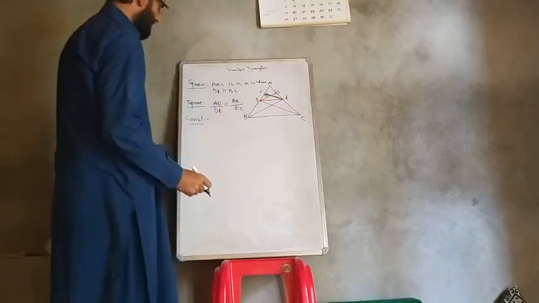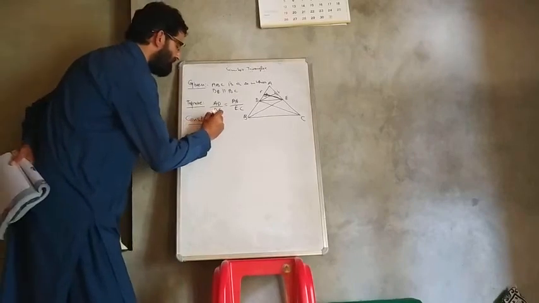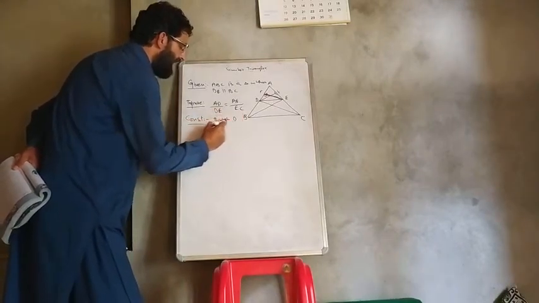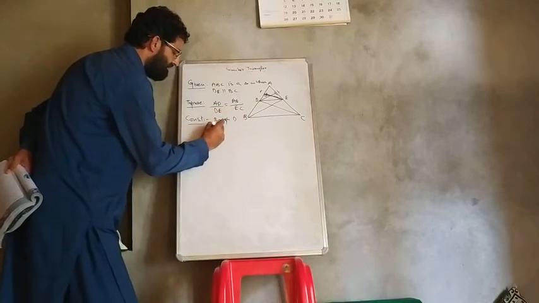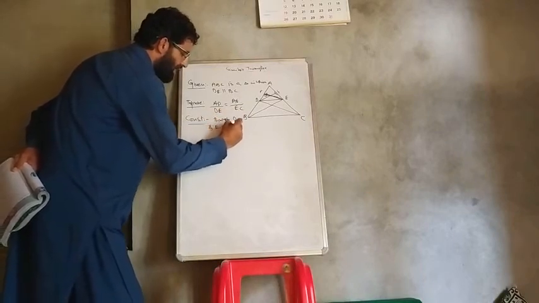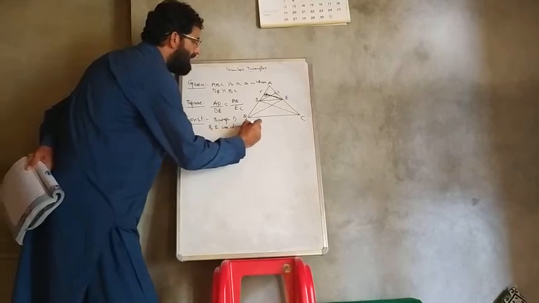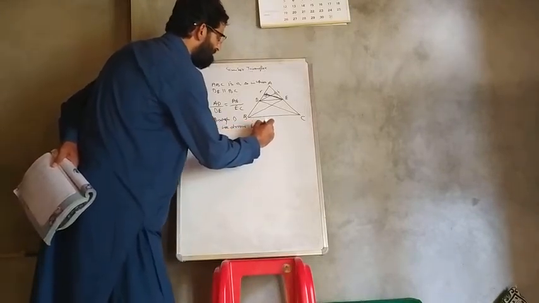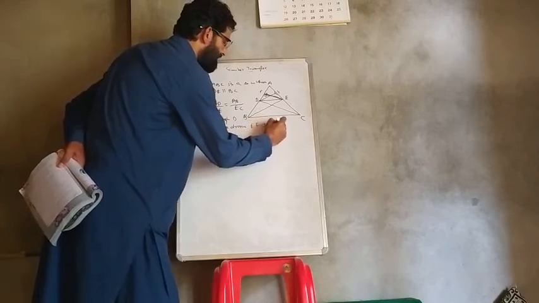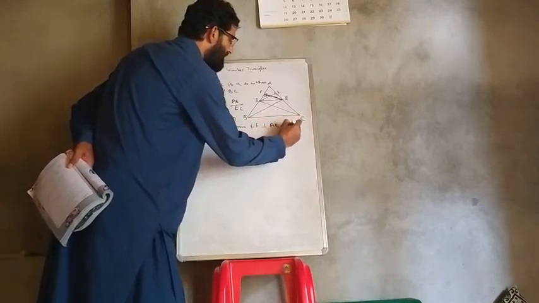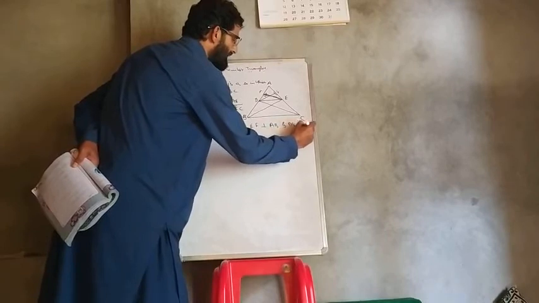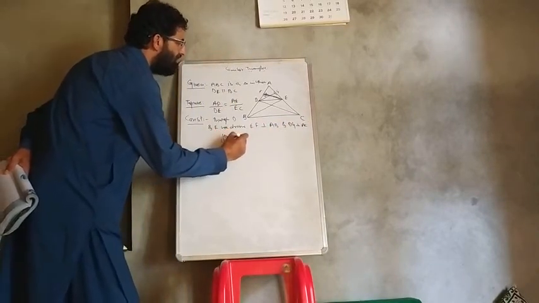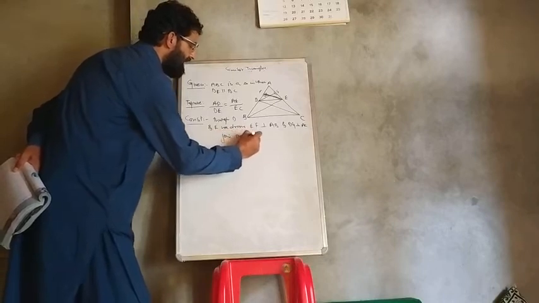We will join these two line segments DC and BE. Now through D and E, we draw EF perpendicular to AB and DG perpendicular to AC. Also we join DC and BE.